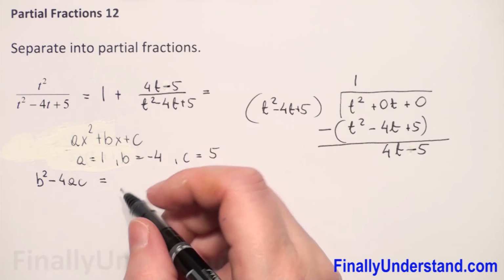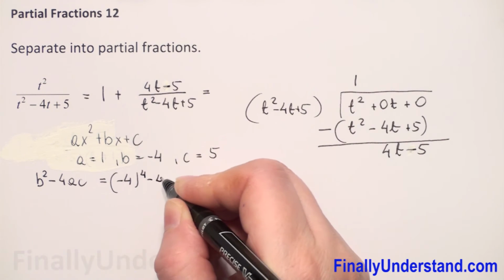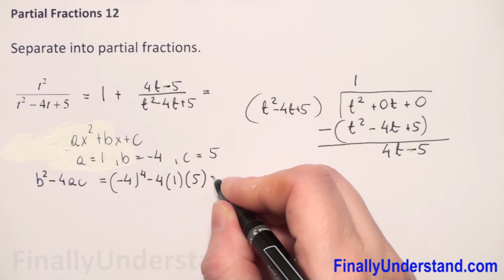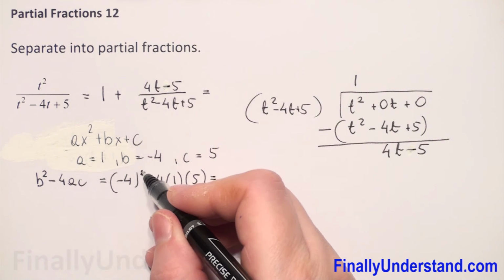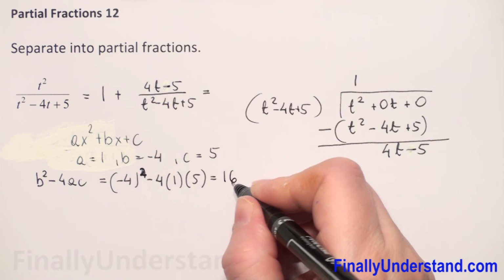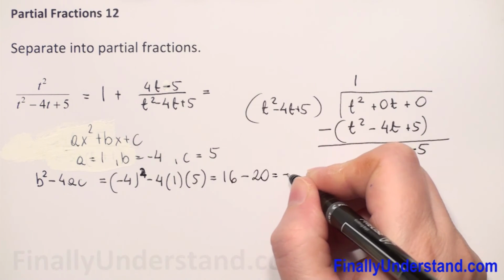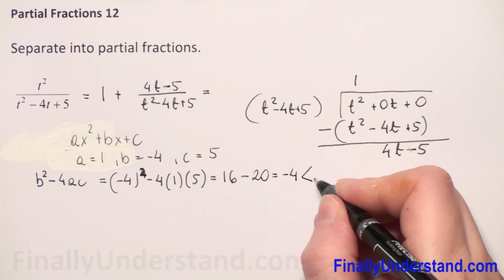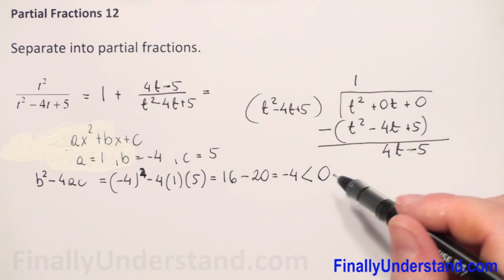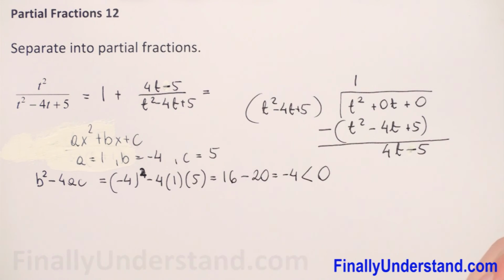So our discriminant will be b squared, so we have negative 4 to the second power minus 4 times a, which is 1, and c, which is 5. So this is equal to negative 4 to the second power, which is 16, minus 4 times 1 times 5, which is 20, so we have negative 4. The discriminant is less than 0. What does it mean? We don't have real roots, so it means we cannot factorize our denominator.